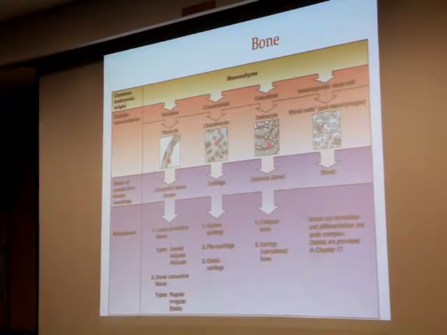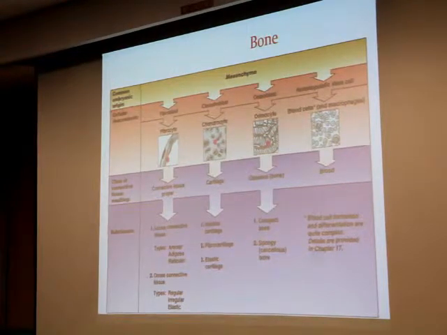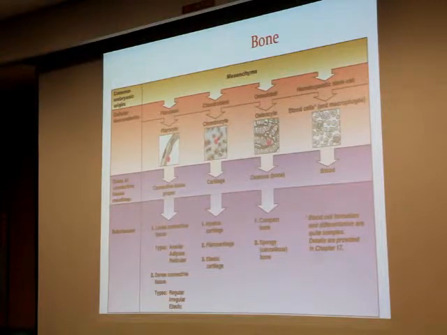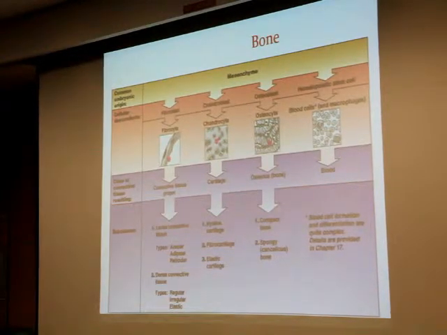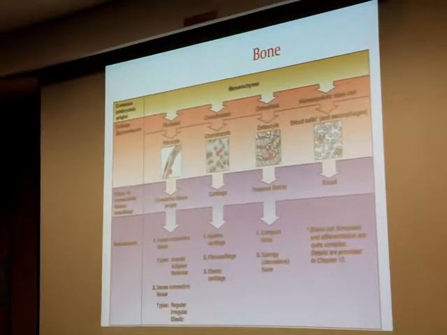The osteoblast, the osteocyte. Remember, osteoblasts build bone, osteoclasts take it away, they resorb it. So, an osteocyte is an osteoblast trapped inside the matrix, the mineralized matrix.